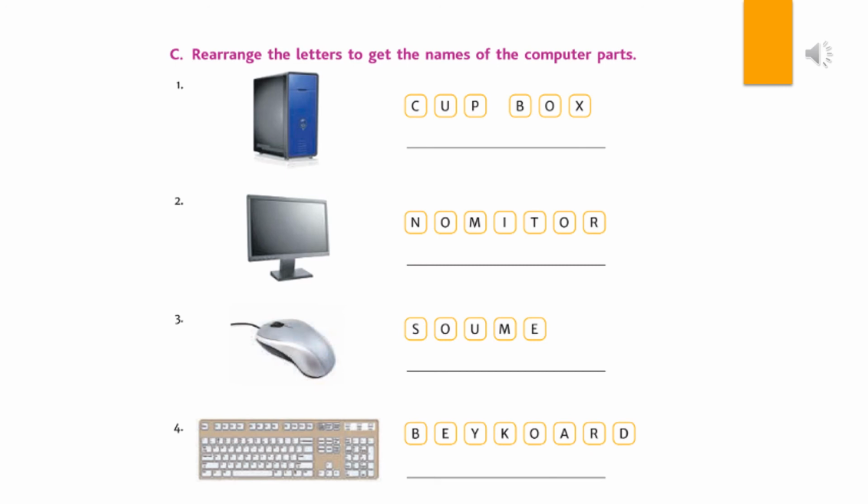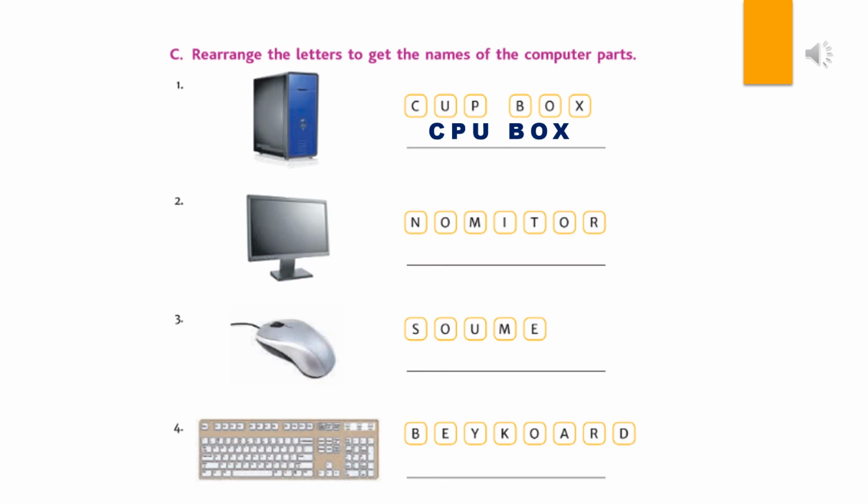So let's do another activity. So we have to rearrange the letters to get the names of the computer parts. So in the first one, there are two words. So in the first word, the letters given are C-U-P, and in the second word, it is given as B-O-X. Now look at the picture and identify. Yes, it is the CPU box.